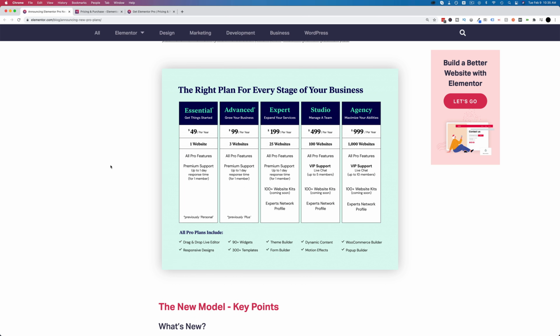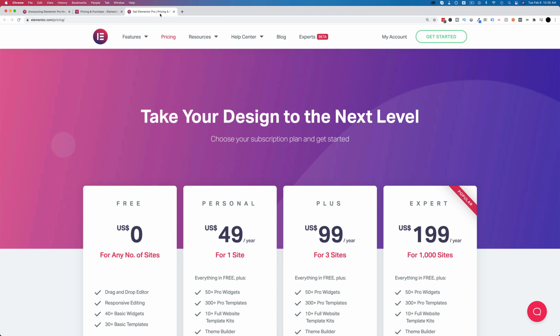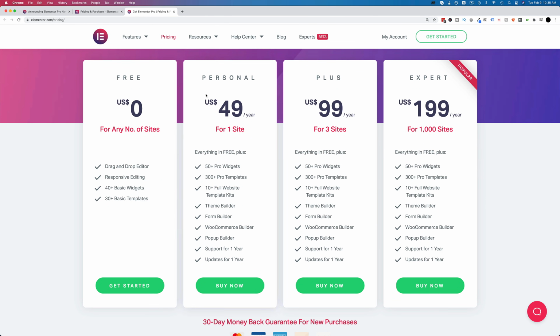And if you get Elementor Pro before March 9th of this year, you get to keep the current pricing, which as it stands right now is no change for this one, $49 for one site, $99 for three sites. That'll be the same. The biggest change will be here. Currently, it's $199 for 1,000 sites. It's going to be $1,000 for 1,000 sites on March 9th. So if you're on the fence about getting Elementor, at least the expert plan, these ones haven't changed. So you can still get these next month and not have a price increase. But if you want to get the expert plan, if you've been on the fence, this is the time to do it, because you're going to be grandfathered in at that lower price.